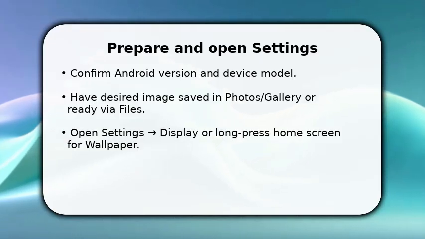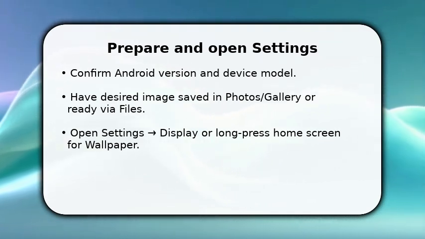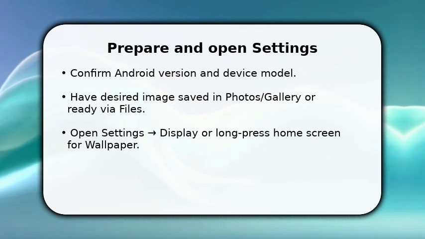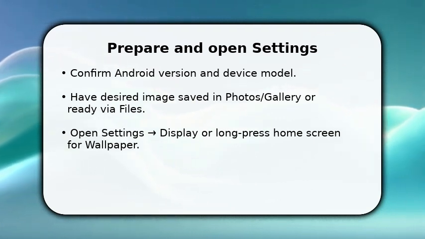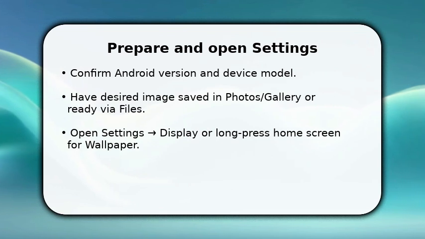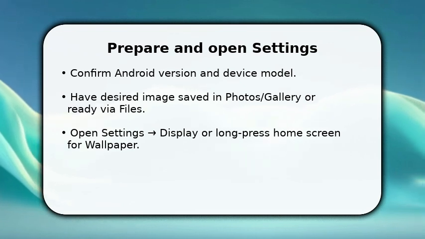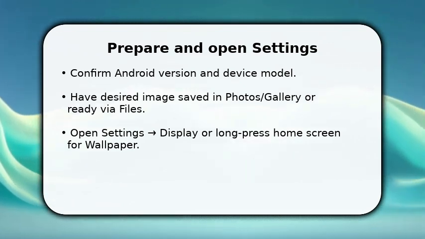You start by confirming your Android version and that your image is saved. This prevents surprises during the change. Next, open Settings and go directly to Display, or long press an empty area on the home screen and tap Wallpaper. Once done, choose whether you want to edit Home, Lock Screen, or both. Make sure to pick Lock Screen now. This first step gets you to the Wallpaper picker, where you'll select and customize the image.